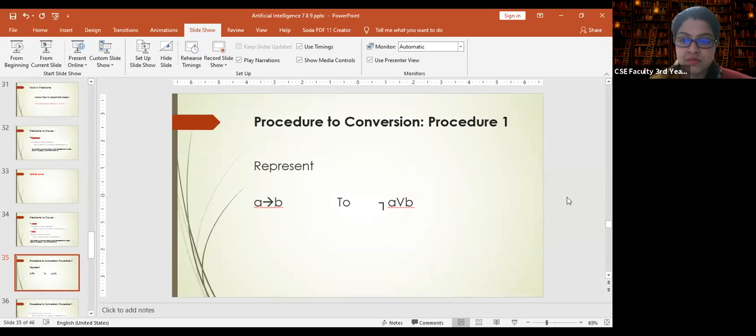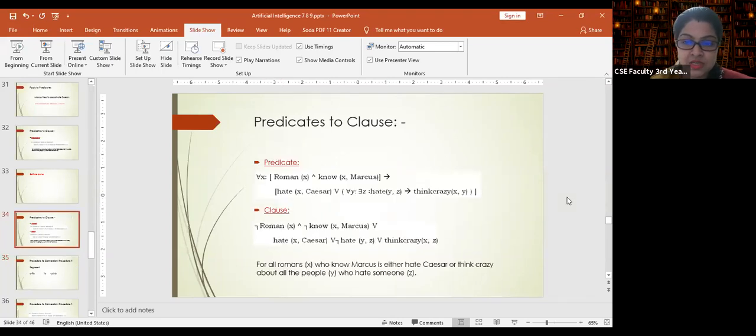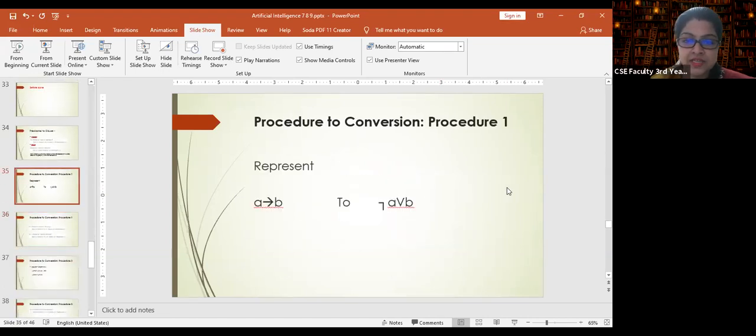Like we have already seen in the example like this. This one is A implication this one. So this one is A and this one is B. So similarly, if A implication B, then we can write not A or B. So why are we writing this in this way?